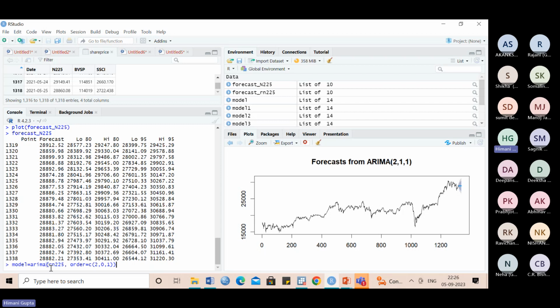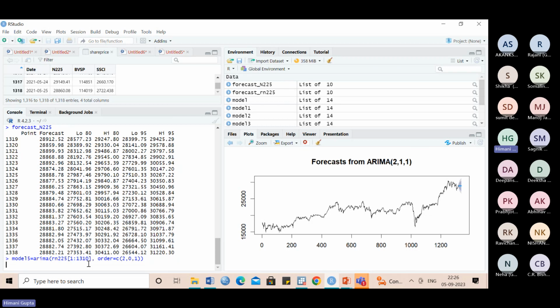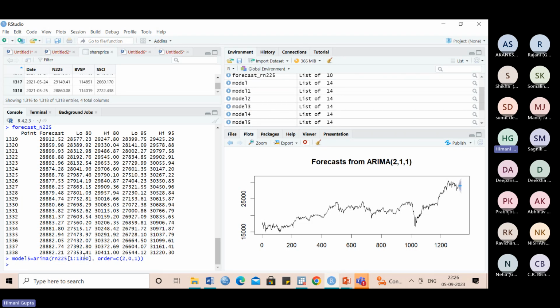Okay, this was my model. I am giving this the name model 5, equal to Rn225. Now I am giving the instruction: take the data starting from 1 till, let's say, 1310. I'm giving the instruction, don't take the complete set of observations, just take this number of observations. I have given that command over here. Now let us check it, and I'm going to forecast.